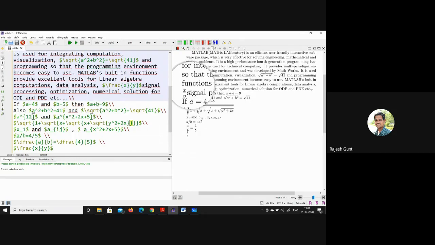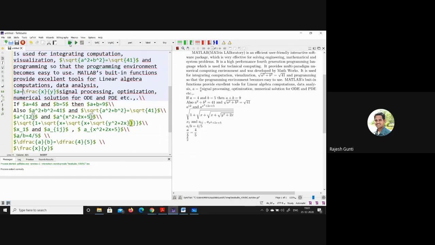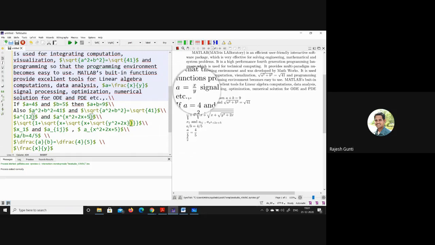If you want to write, for example, A is equal to, I'm typing A is equal to X is equal to Y, X by Y. You see this one. Space was not disturbed. I make a line space in between. A is equal to X by Y. Suppose I want to give space here. Okay. A is equal to X by Y.